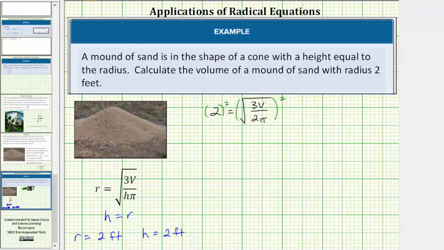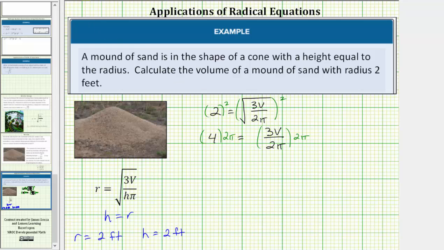On the left side, 2 squared equals 4, so we have 4 equals. On the right side, again, squaring undoes the square root, and we're left with the fraction 3v over 2 pi. And now for the next step, let's clear the fraction from the equation by multiplying both sides of the equation by 2 pi.